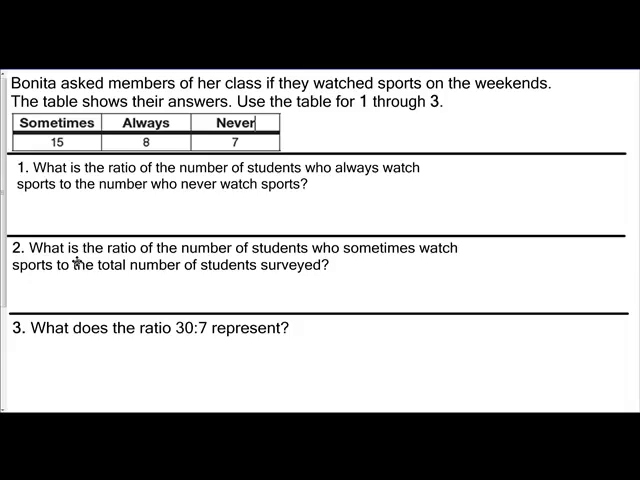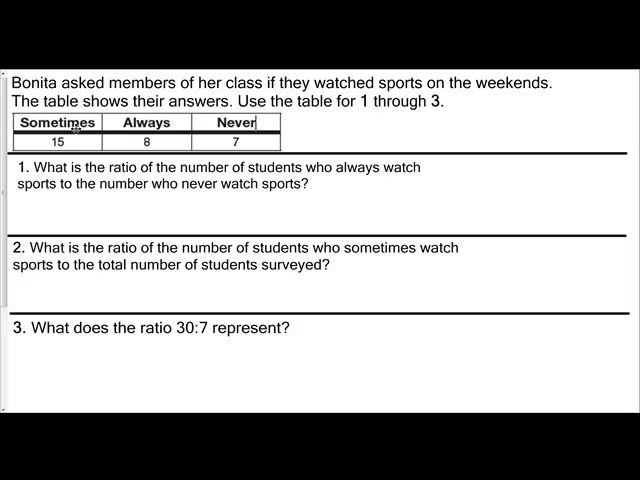So let's solve a couple of problems here. Bonita asked members of her class if they watch sports on the weekends. The table shows their answers. Use the table for 1 through 3. So we're going to use this information in this table to write some ratios. These are the members of her class that watch sports on the weekends. 15 of them said sometimes they watch sports on the weekends. 8 of them said they always watch sports on the weekends. And I would have been in this group. I'm part of the 7 that would never watch sports on the weekends.